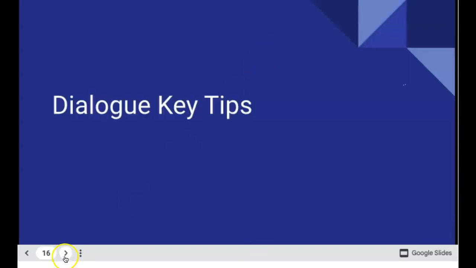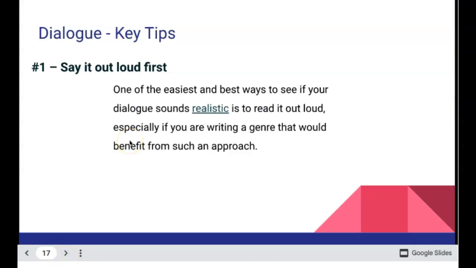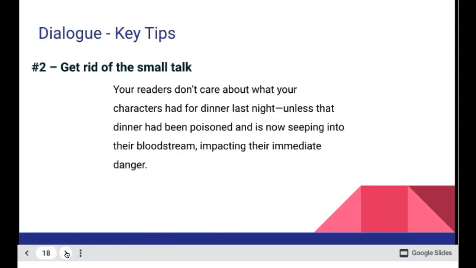All right, some final key tips. Say it out loud. If you want to make sure that it's going to sound right, read it out loud, and make sure that it's fitting with the kind of genre, the kind of style of writing that you're writing about.